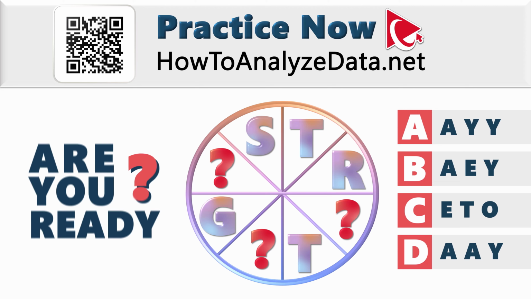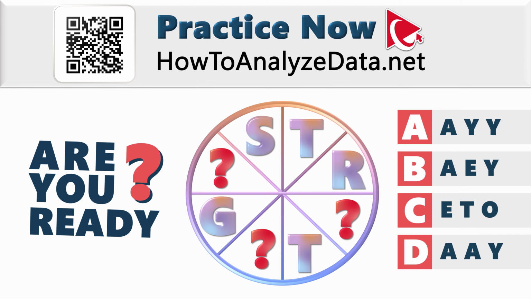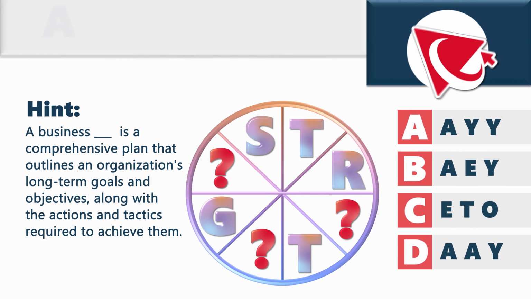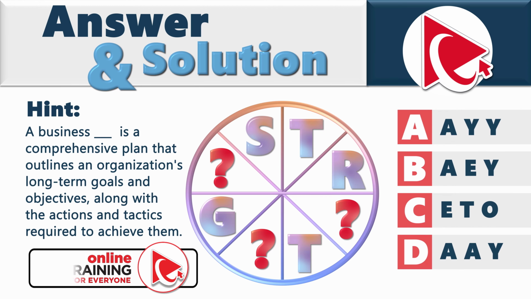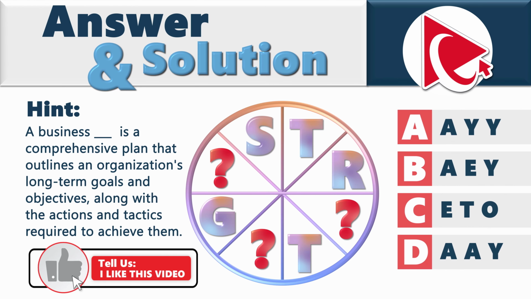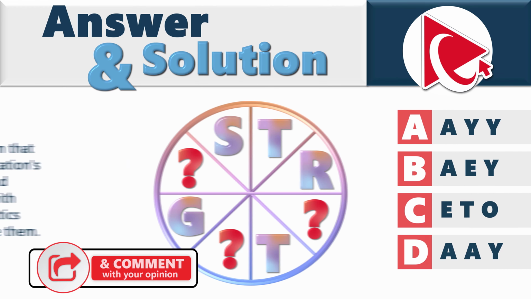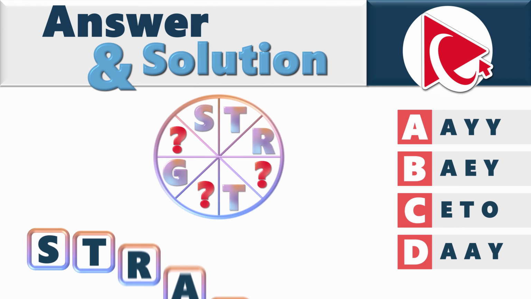Are you ready with your solution? Still not ready? Let me give you a hint. This word represents a comprehensive plan that outlines organizations' long-term goals and objectives, along with actions and tactics required to achieve them. I am pretty sure you've got this now. The word is strategy.